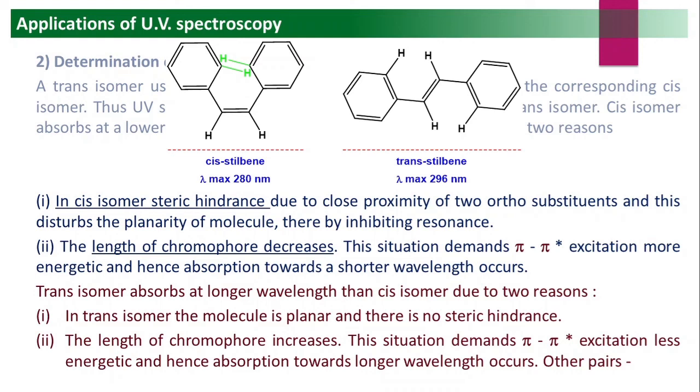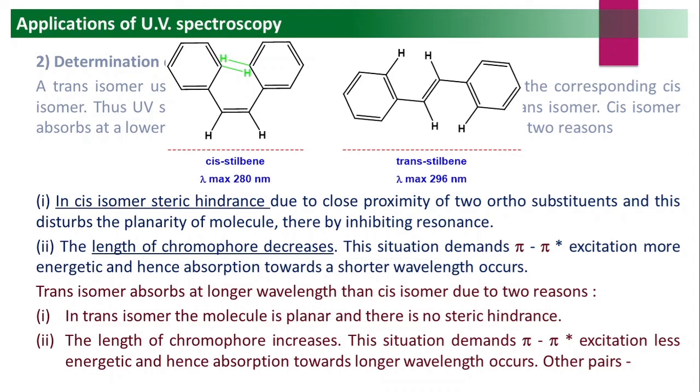The trans isomer molecule is planar and there is no steric hindrance. See here, there is no steric hindrance. These hydrogens, these substituents are placed in a proper manner. So there is no steric hindrance, so planarity of the molecule will not get lost. So there will be strong resonance and it absorbs at a longer wavelength.